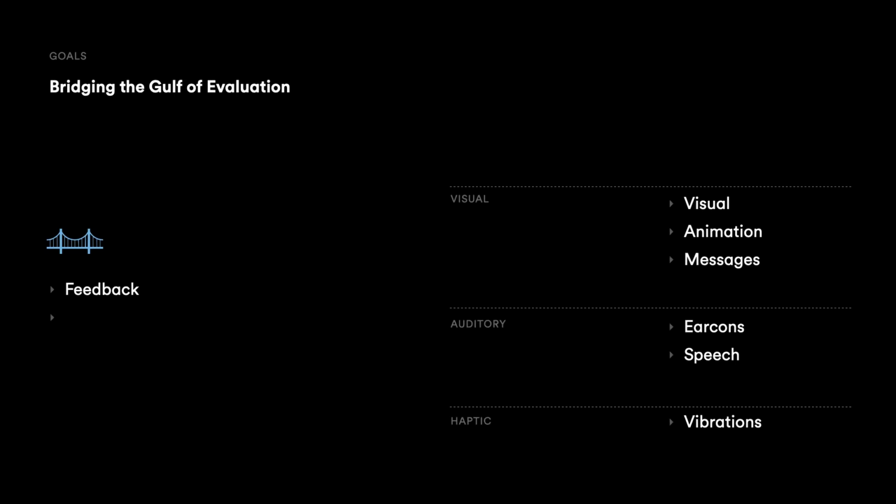That's right. So when we're talking about visual feedback, we're talking about just things that are visual on the page, like some sort of an error message or something like that. We're also talking about animation. And then auditory, we're talking about speech. So could the system speak something to you?